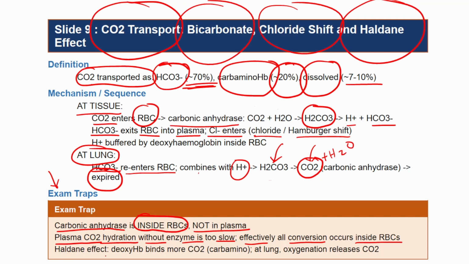And do not confuse the Haldane effect with another effect called the Bohr effect. The Haldane effect states that deoxyhemoglobin has much higher affinity for binding carbon dioxide as carbaminohemoglobin. Therefore, at tissue level, the unloading of oxygen directly promotes the pickup of carbon dioxide. Conversely, at the lung, the presence of high oxygen concentration, that means oxygenation, forces hemoglobin to release its bound carbon dioxide so it can be expired.